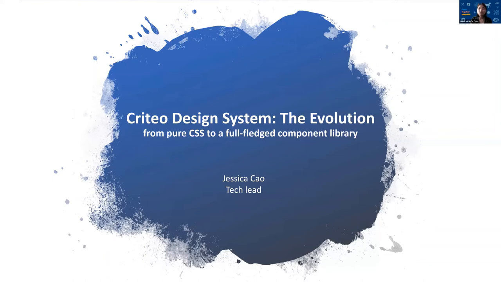So in a way, we serve two user groups, the designers and engineers at Criteo who use our design system directly, and the end users. Today, I will tell you a story of our evolution in the last year, where we went from hosting pure CSS styles to building a full-fledged library with usable components and templates.